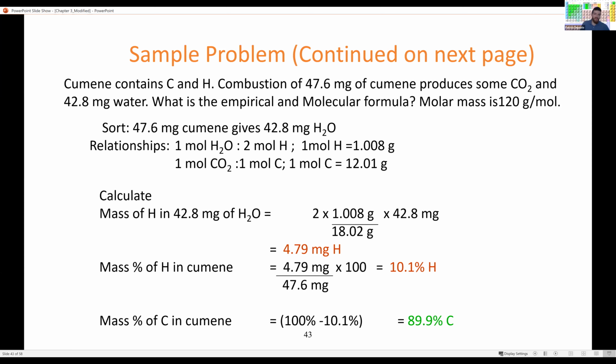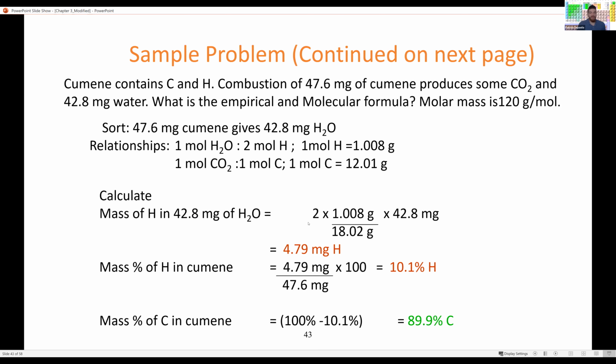What we know is, you always write down what you know, and this is a bigger problem, so you always write down what you know. You have 47.6 grams of this cumin, and it gives 42.8 milligrams of water. We know the molar masses, and we know the molar ratios. So figure out what you know first. When it gives you a defined amount, figure out the moles and break it down by percentages. Wait, I think this math is wrong. All right, I'll figure it out, but we'll go through it. So the mass of the water, you have 42.8 milligrams.